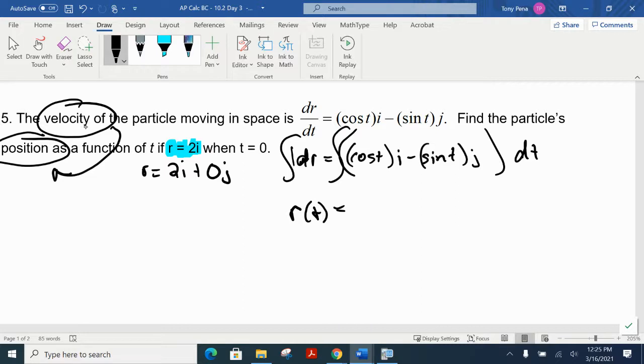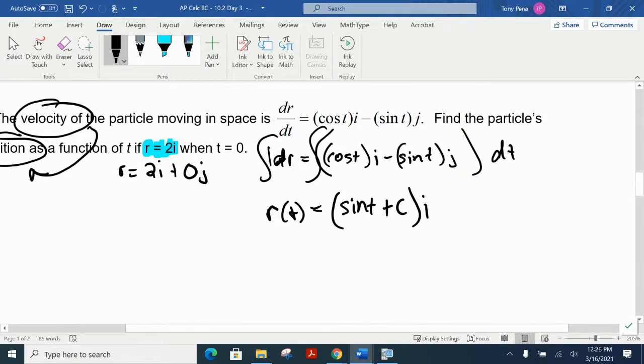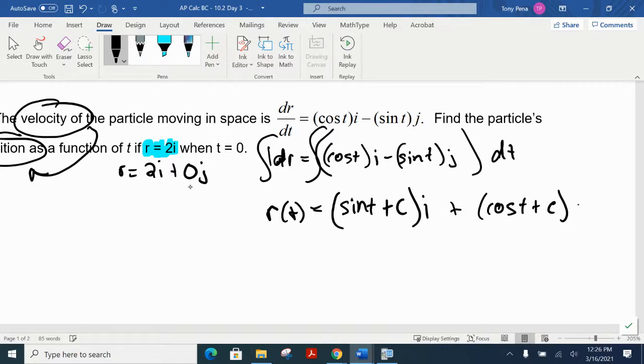Then you're going to do the antiderivative of this cosine. So that's a sine, and then that produces its own c. So that's the c for our horizontal position. We don't know what it is yet, but we know it would have that plus c. The next one, if I did the antiderivative of a negative sine, that would end up giving me a positive cosine of t, and then we get a c for that one as well.